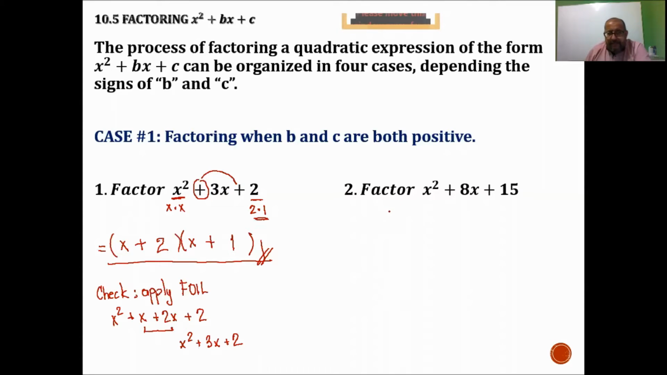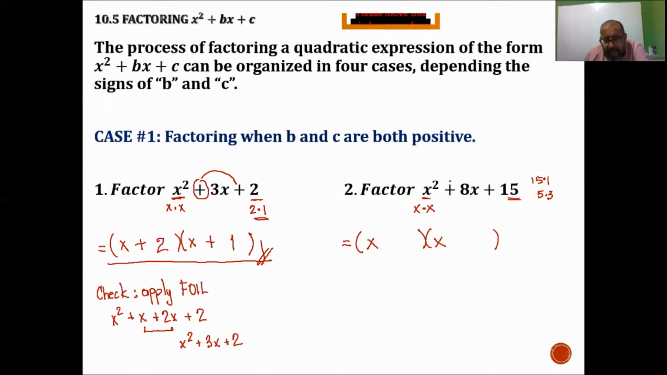Let's analyze the second case. Let's factor x squared plus 8x plus 15. Again, we break up the factors of x squared, which are x and x. We look for all the possible factors of 15. So in here, we're going to have 15 times 1. We're going to have 5 times 3. Okay? I write all the possible factors in here, but then I'm going to choose only the one that I really need. So let's look at the process. We open up the parentheses. We copy x on each parenthesis.